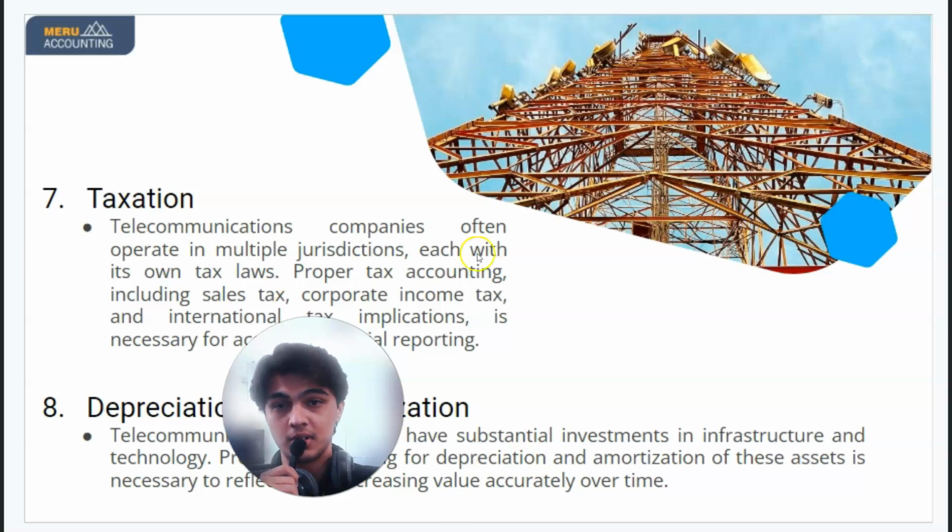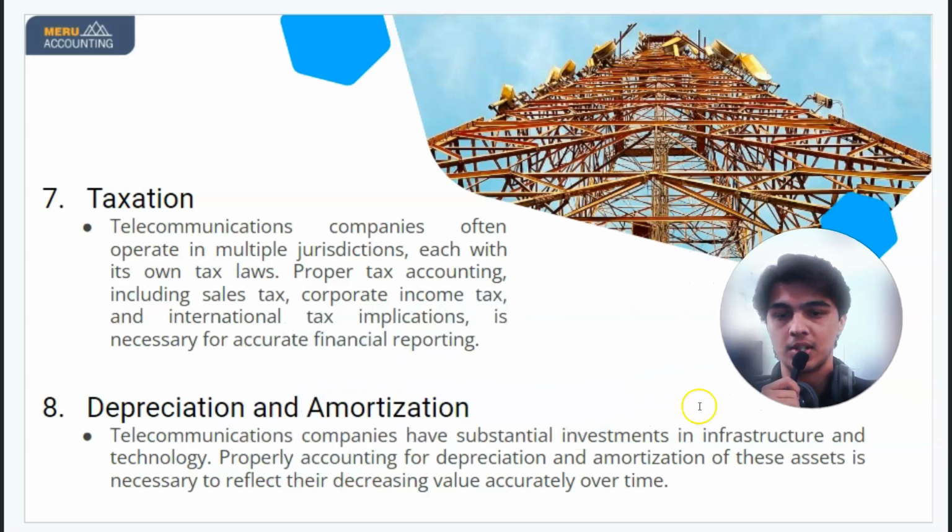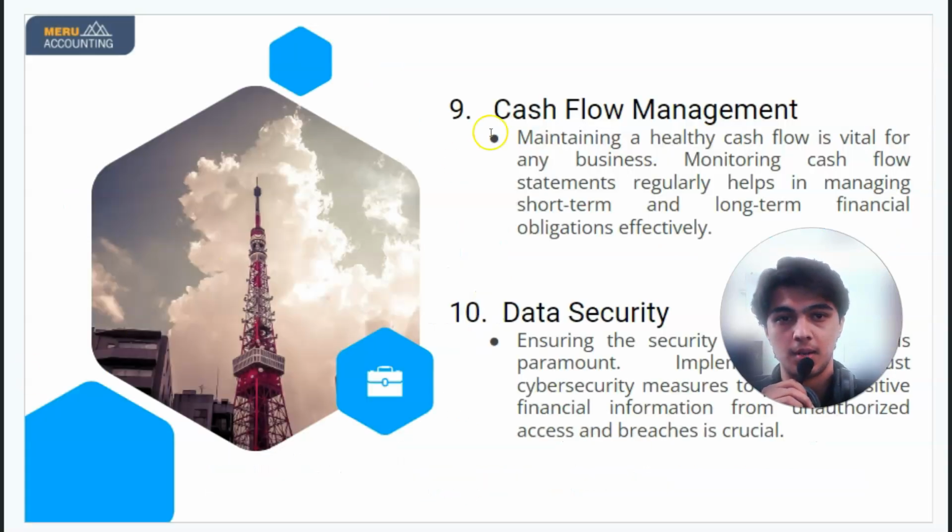So it is very necessary to do financial reporting for all this. Depreciation and amortization. In telecommunication industries, they have a substantial investment in infrastructure and technology, and you will need to properly account for the depreciation and the amortization of these assets. It is very necessary because this will reflect the decreasing value of that particular asset over time.